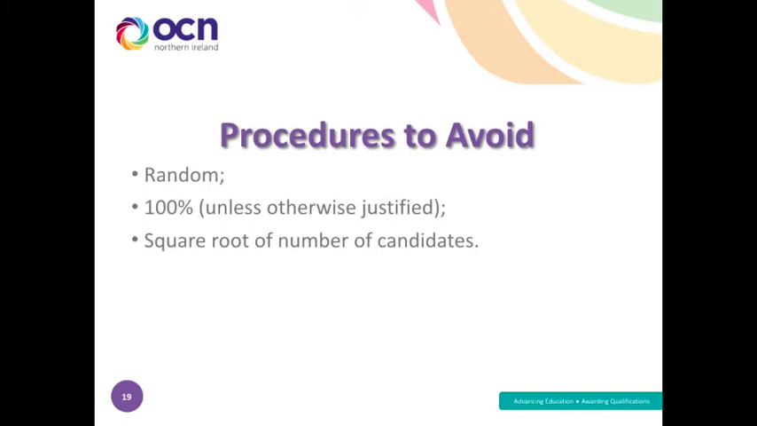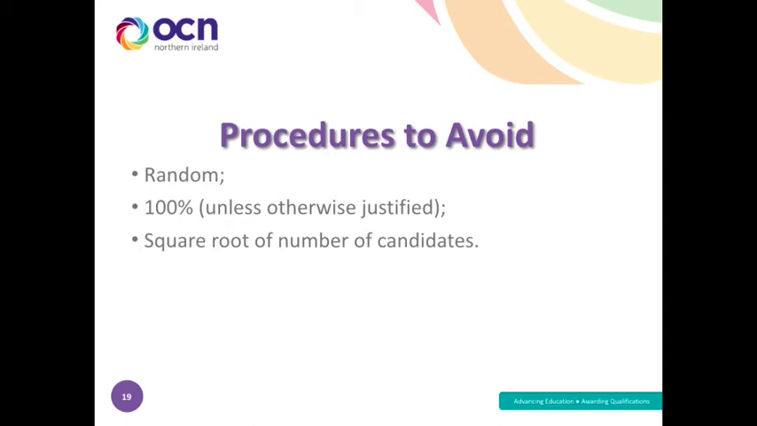So in terms of what we want you to avoid within your sampling strategy: random selection. Please do not apply random selection in sampling. We don't want you to have a consistent 100% selection either, unless otherwise justified. This is unnecessary. This undermines the purpose of sampling. Of course, there are instances where we want you to sample 100%, but generally speaking, these are exceptions rather than the rule.